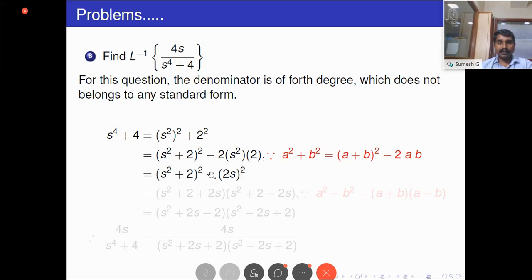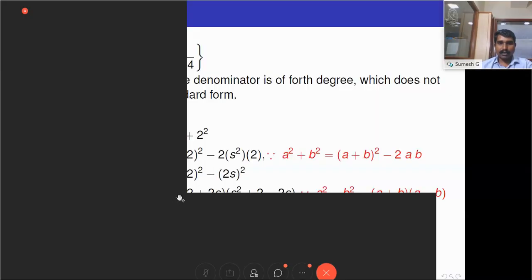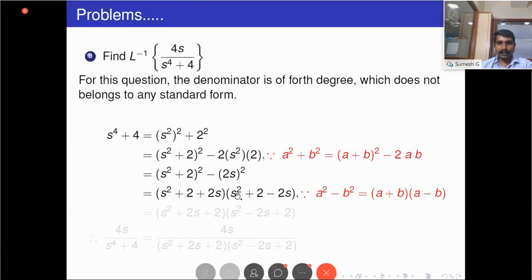Again we have to rearrange this expression. This is of the form a square minus b square. a square minus b square can be written as a plus b into a minus b. So this expression becomes s square plus 2 plus 2s into s square plus 2 minus 2s, using a square minus b square equal to a plus b into a minus b. It can be written as s square plus 2s plus 2 into s square minus 2s plus 2.